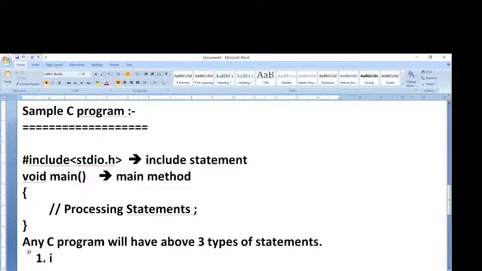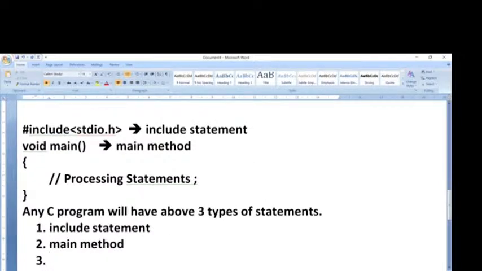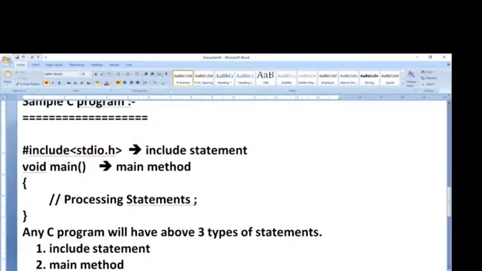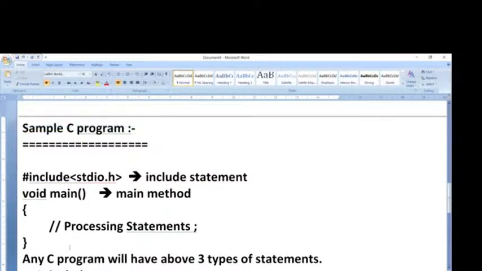One is the include statement. The second one is the main method. The third one is the processing statement. It is about the structure of the sample C program.